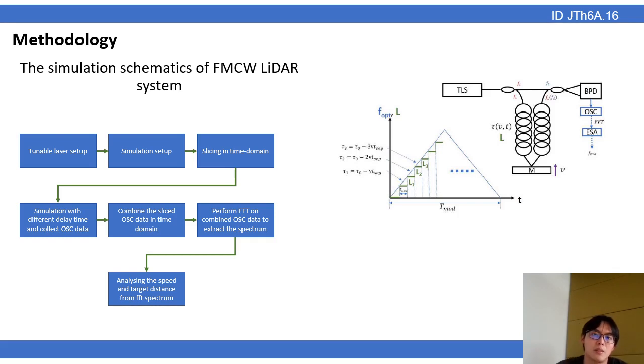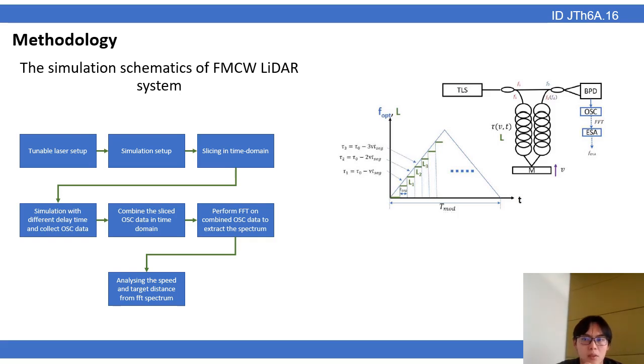Because the laser light is modulated by a triangular waveform, the light coming from the local oscillator and delay line will have a slightly different frequency, which depends on the target distance. If the target is moving towards or away from the laser source, the reflected signal will have a higher or lower relative frequency. This is the basic working principle of FMCW LiDAR system.